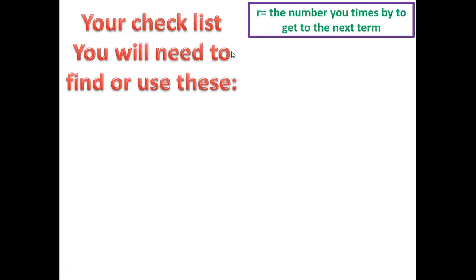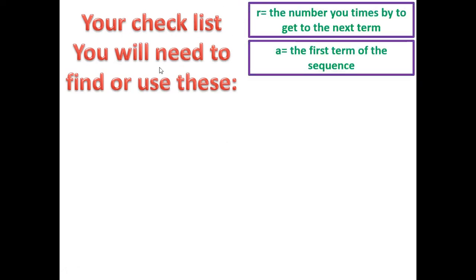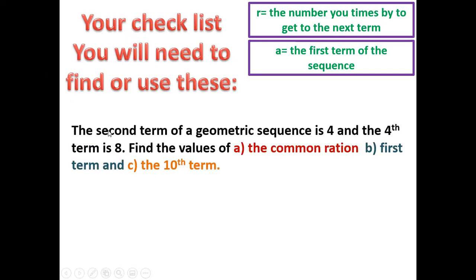So your checklist, you will need to find or use these examples, okay? Or you're going to use these representations again. r is the number of times to get to the next term, and a is the first term. And the second example, let's take this one. The second term of a geometric sequence is 4. And the fourth term is 8. Find the values of the common ratio, and find the first term and find the 10th term.